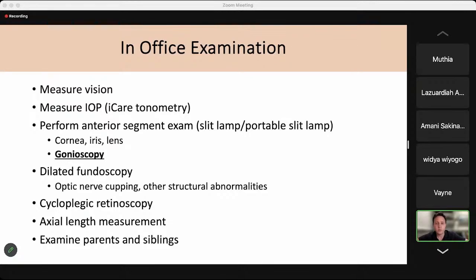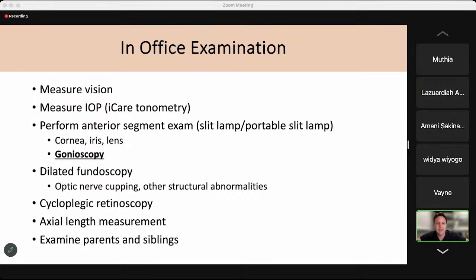It's always important to be able to perform a dilated fundoscopic exam, looking for optic nerve cupping and any other structural abnormalities. Cycloplegic retinoscopy is often important in any pediatric assessment, and certainly working out if this child is emmetropic versus myopic lets us have a bit more suspicion if this is glaucoma. In older children, you may be able to get an axial length measurement, and sometimes in babies with some topical anesthesia, you can do an ultrasound axial length scan, and that can be useful as well in assessing glaucoma.